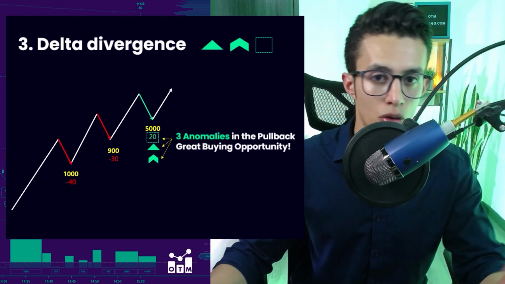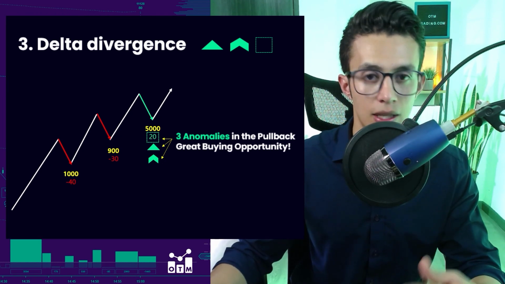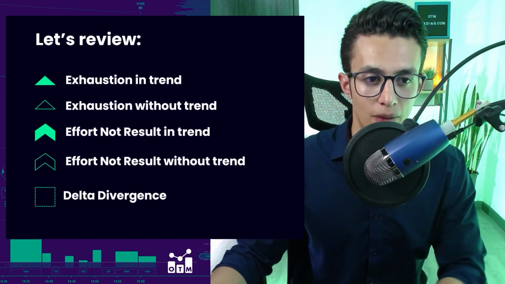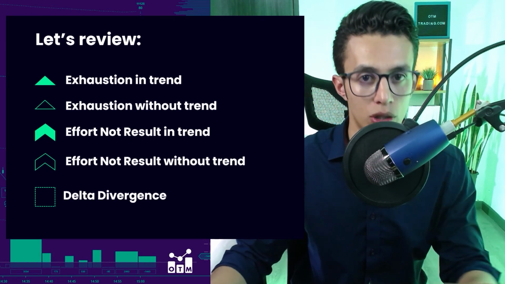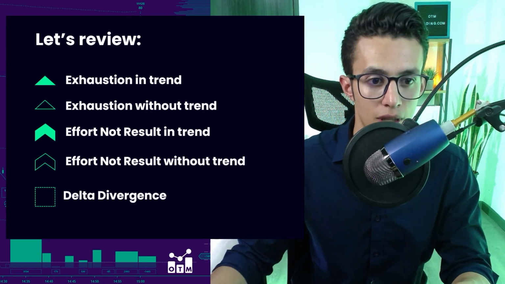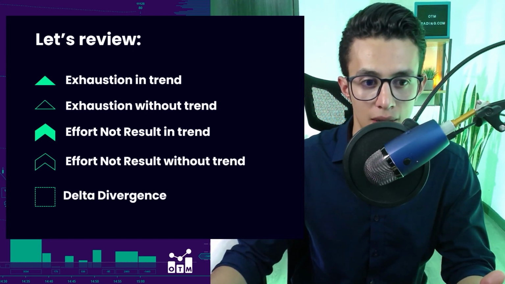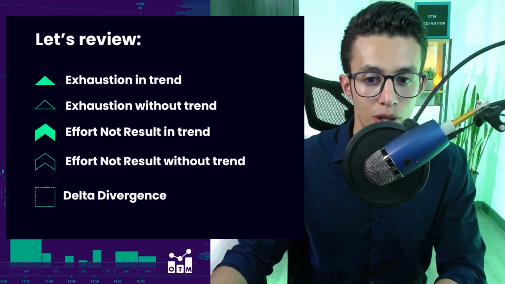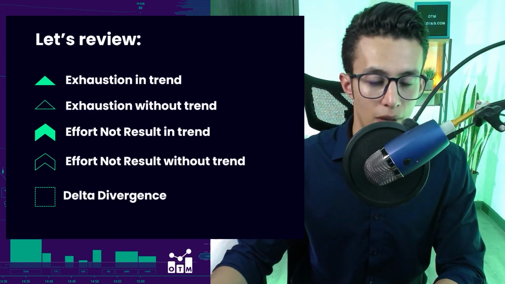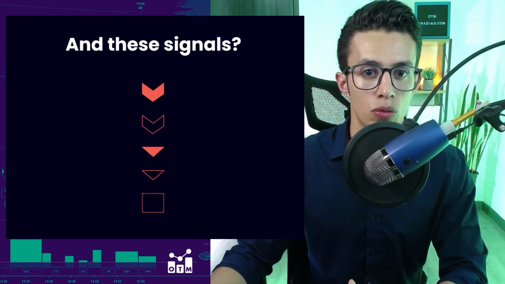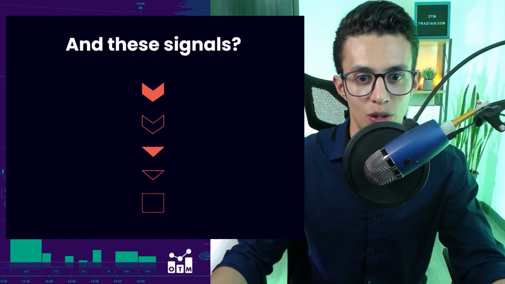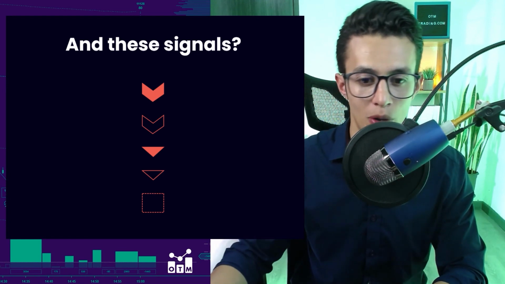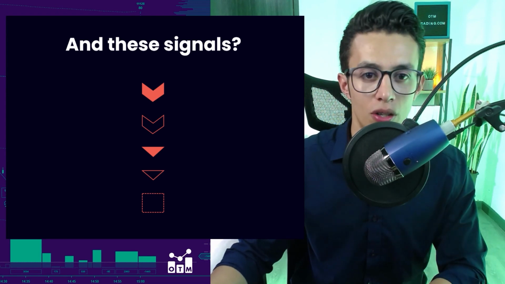Let's recap the previously mentioned signals so we don't forget. This solid triangle means exhaustion in a trend. The non-solid one means no trend. Effort result is this one, in this case for an uptrend, effort with no result in a trend. This means effort with no result without a trend, and this means delta divergence, or what we also call a delta divergence box. You might wonder, what about these signals for downtrends that point downward, except for this one because it's a square? Let's look at the examples.